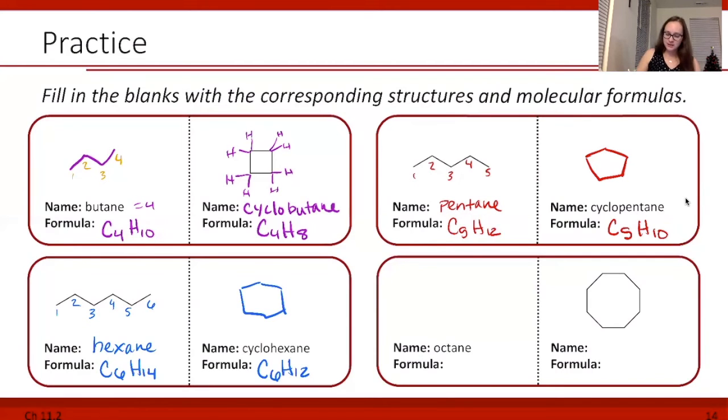Okay, and then our next one, octane, that means 8 carbons. Let's do orange. Start with 1, 2, 3, 4, 5, 6, 7, 8. I'm going to number those just to make sure. Beautiful. And then our chemical formula, C8H18. And then we have our stop sign here, an octagon. It corresponds to cyclooctane. Chemical formula, C8H16.